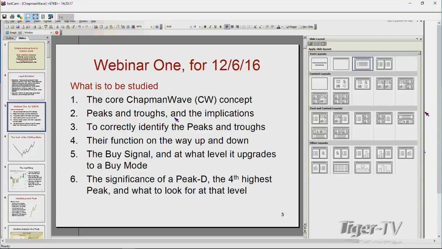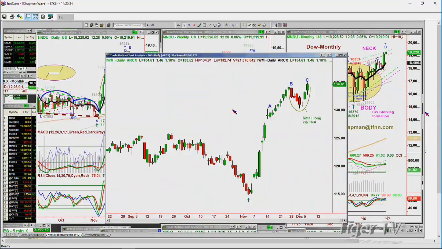How to count the peaks and the troughs and the implications, to correctly identify the peaks and the troughs. It's really important. That's your only real obligation, because the technique is so simple. And in fact, let me do this live. Let me go to this chart. This is the IWM. There's nothing more simple than this.